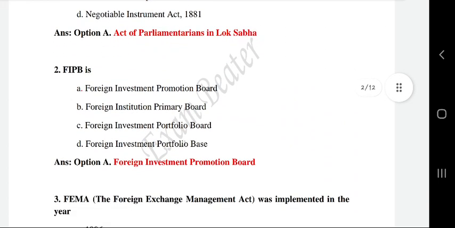Question number 2. FIPB stands for? Options: Foreign Investment Promotion Board, Foreign Institution Primary Board, Foreign Investment Portfolio Board, Foreign Investment Portfolio Base. Answer is option A, Foreign Investment Promotion Board. The Foreign Investment Promotion Board reviews the execution and the usage of funds raised through foreign direct investment.